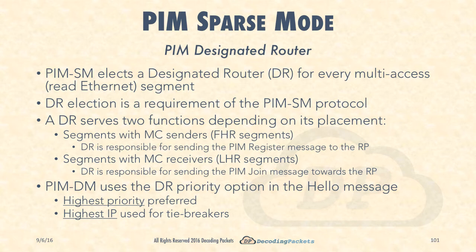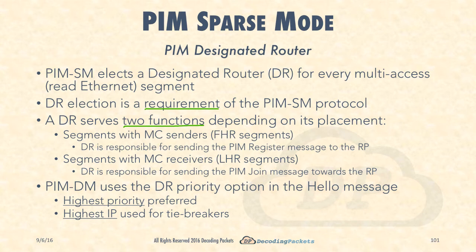In PIM sparse mode, designated router election is an actual requirement. So you really need it to satisfy some of the mechanisms of PIM sparse mode itself. So it actually is quite relevant in PIM sparse mode, which it really wasn't in PIM dense mode. Once you elected it, you supplied that information to IGMP version 1 and you promptly forgot about it. There are two main functions that depend on the placement of the designated router.